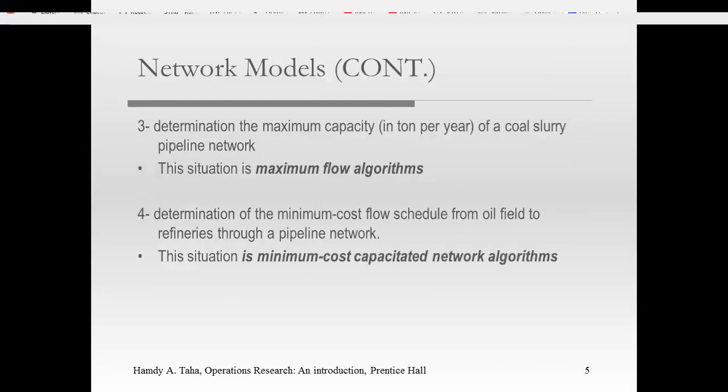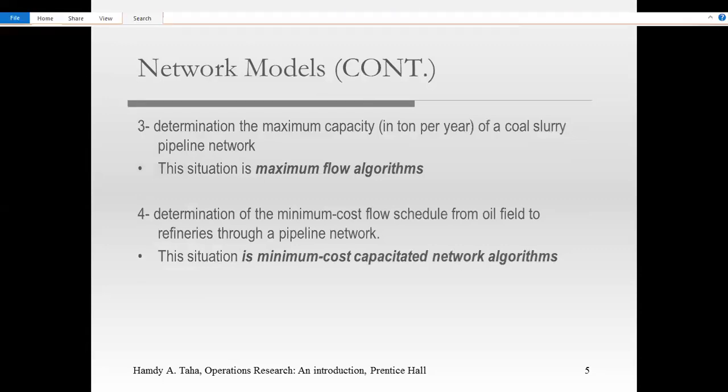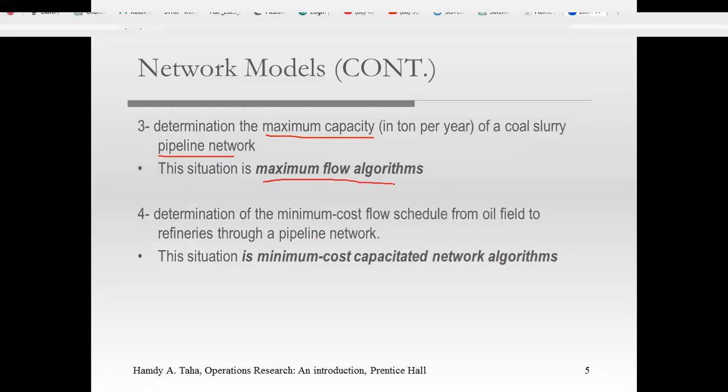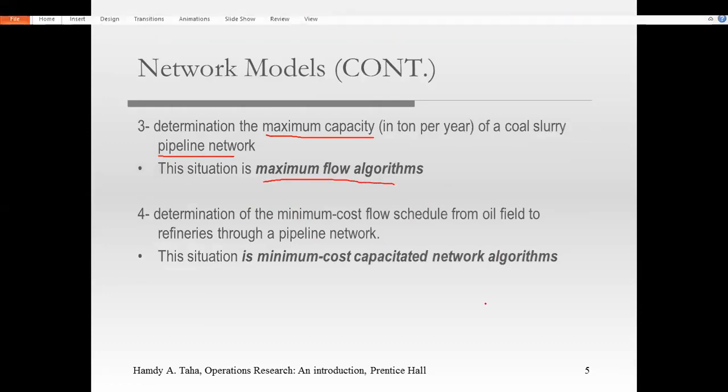And then number 3 is determining the maximum capacity, in tons per year, of a coal slurry pipeline network. So in situation number 3, as you can see, we try to maximize the flow, or maximize the capacity in a pipeline network. That's why we use the maximum flow algorithm. This algorithm will help us determine the network or the flow to get maximum capacity.